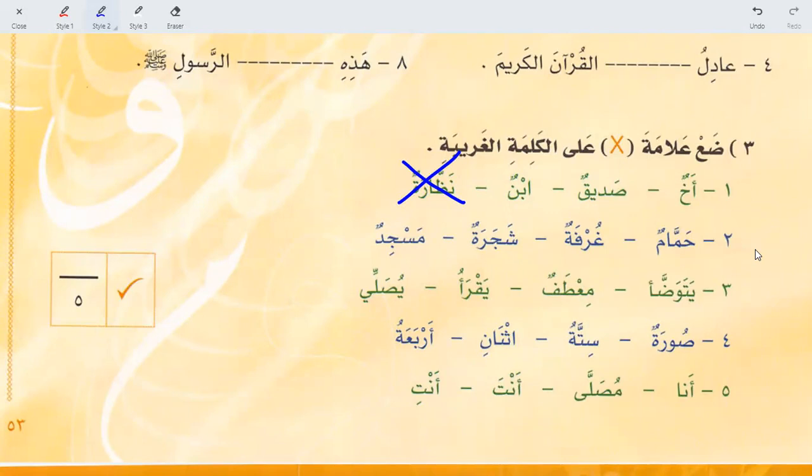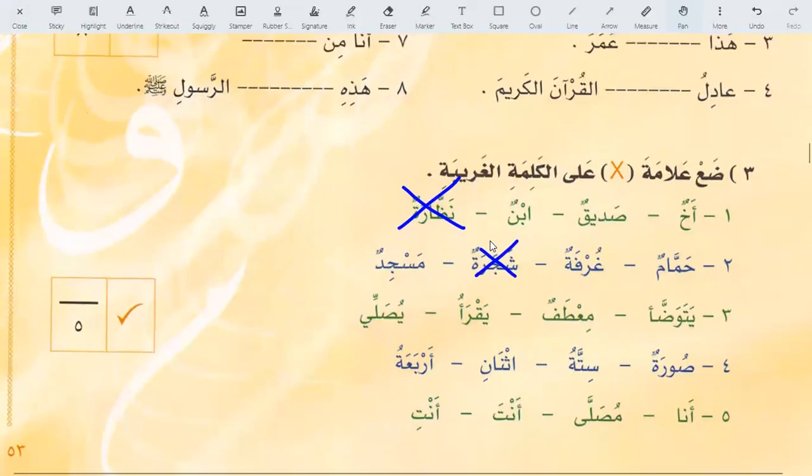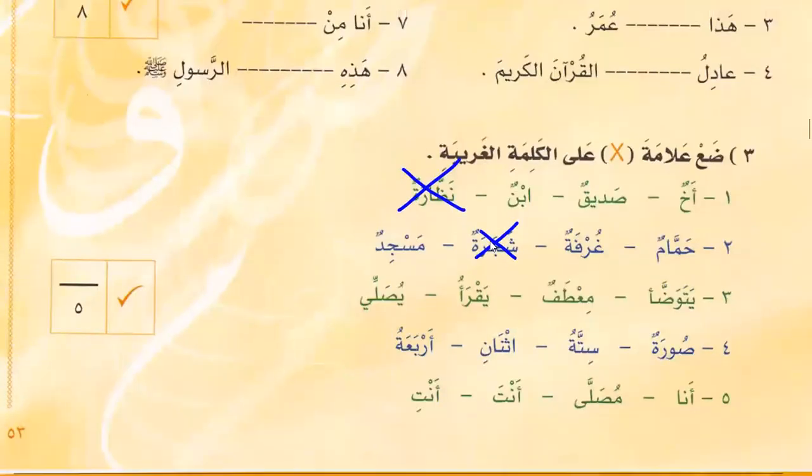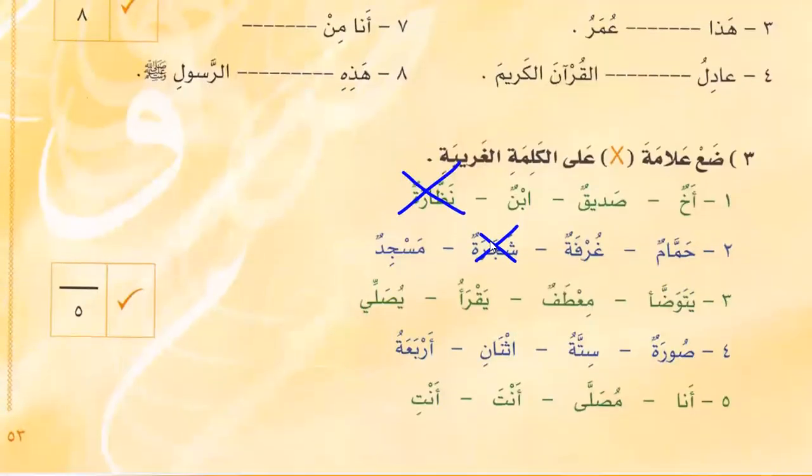حمام لا، حمام مكان، غرفة مكان، مسجد مكان، ولكن شجرة ليس مكان. شجرة. So in this way, you all will put X mark on these words on your book, which you have already got from your nearby shop or maybe online store, and you will just put X mark and send me the picture.